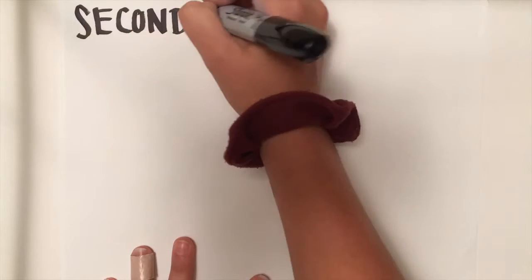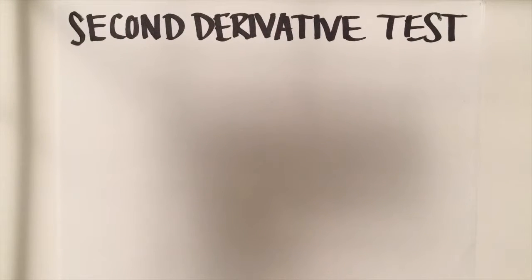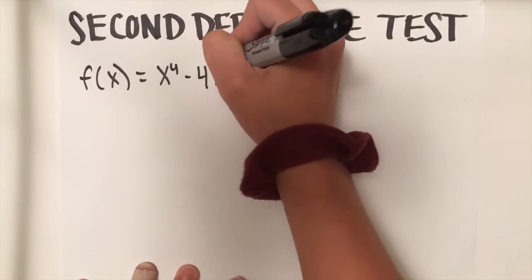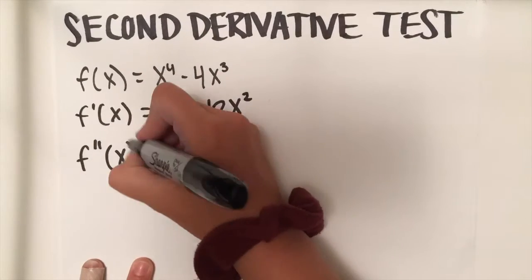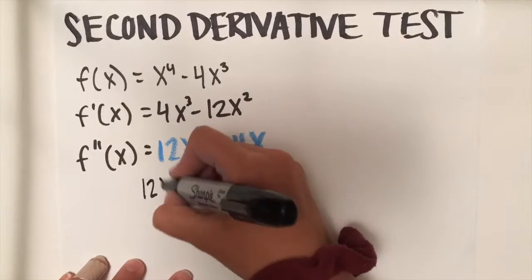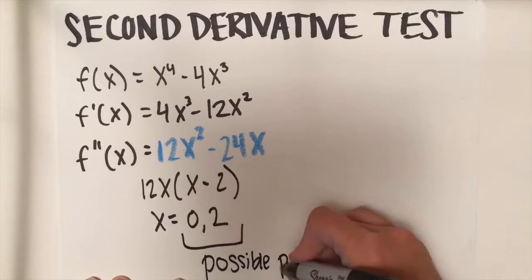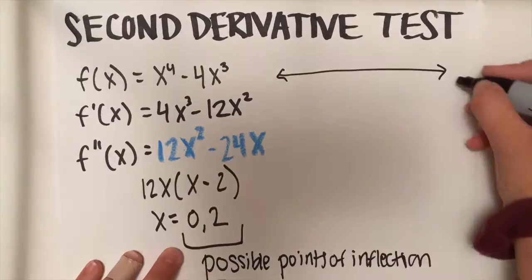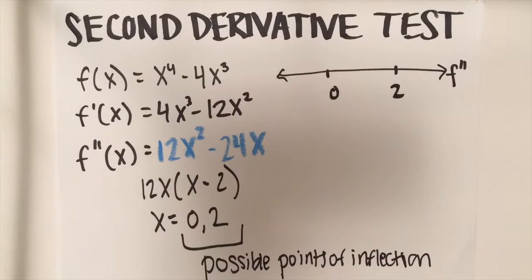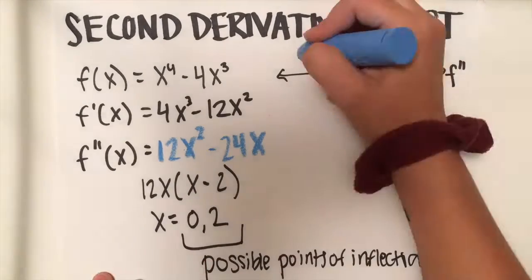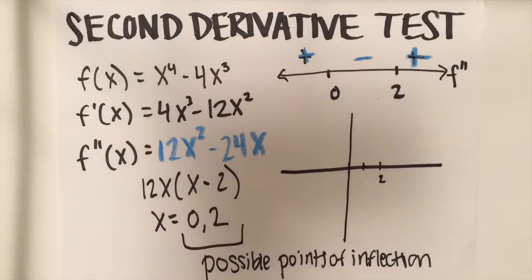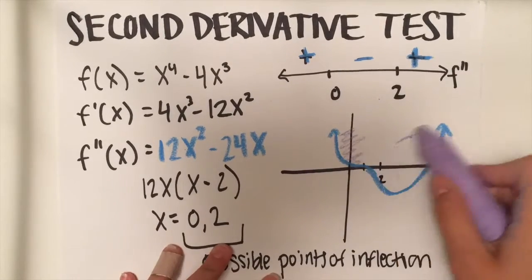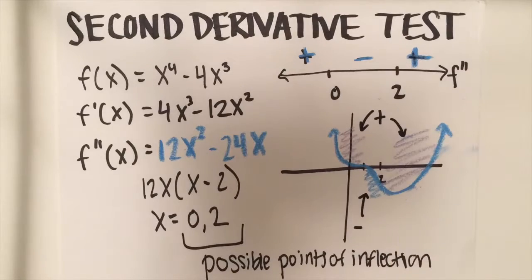We use the second derivative test to solve for concavity. So, take the derivative twice. Then, find the solutions of the second derivative, called possible points of inflection. Just like before, create a number line with the solutions of the second derivative. Positive intervals are where f of x is concave up, while negative intervals are where f of x is concave down.